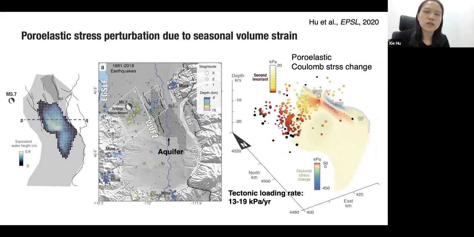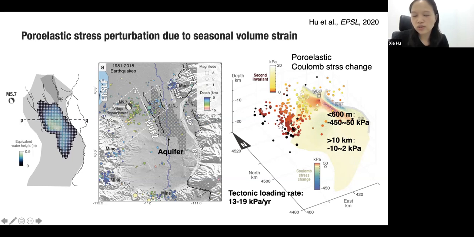And then we apply the analytical and numerical models to compute the Coulomb stress changes due to the seasonal volume strain of the aquifer system. And we note that although in the shallow part, adjacent to the aquifer system, the Coulomb stress changes can be hundreds of kilopascals, at the seismogenic depth, deeper than 10 kilometers, that only amounts to up to 10 kilopascals. And the Coulomb stress changes at the hypocenters are mostly less than 2 kilopascals. And compared with the background tectonic loading rate of 15 kilopascals per year, we consider the volume strain of the aquifer system can hardly alter the seismicity, can hardly trigger the tectonic earthquakes in this region.